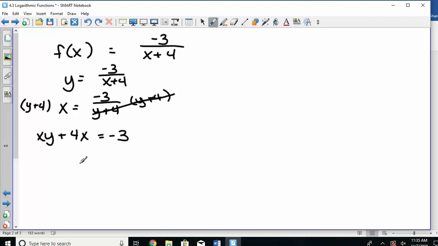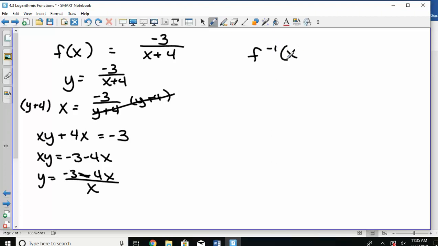You could pull out the x, but we actually don't have to, because what am I trying to solve for? Y, and I only have one of them here. So just to get the y by itself, I could just subtract over my 4x and then divide by x. So then, final step, you change your f or your y to f inverse of x. So we have -3 minus 4x over x.